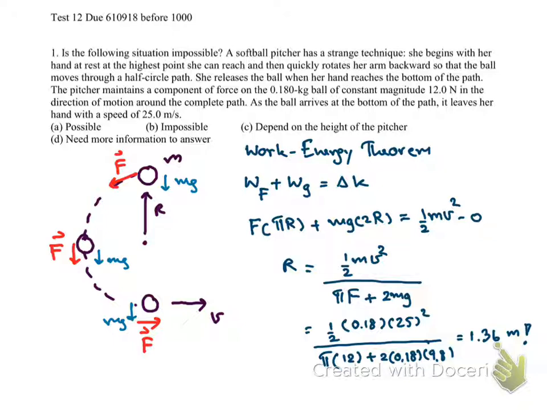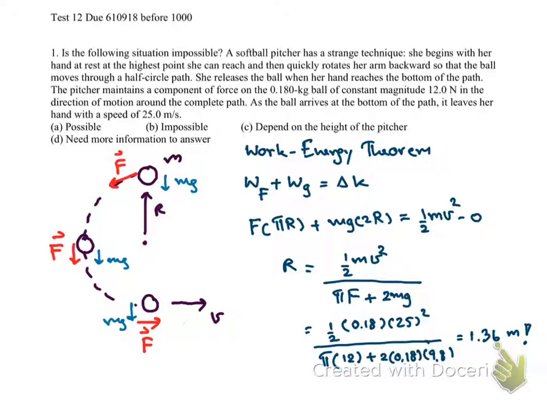The pitcher maintains a component of force on the 0.18 kg ball of constant magnitude 12 Newton in the direction of motion around the complete path. As the ball arrives at the bottom of the path, it leaves her hand with a speed of 25 meters per second. Okay. To answer whether this situation is possible or not, let's see what we don't know in this situation.